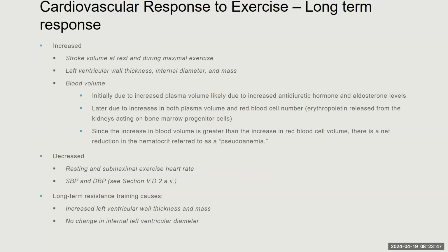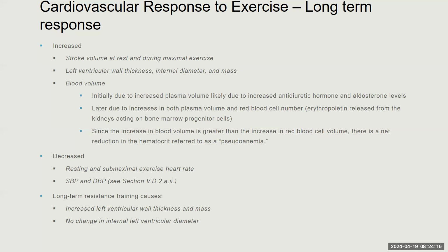Again, cardiovascular response to exercise. You're going to have an increased stroke volume at rest and during maximal exercise, left ventricular wall thickness, internal diameter, and mass. Your blood volume is initially going to be increased due to the increased plasma volume, and likely due to increased antidiuretic hormone and aldosterone levels.